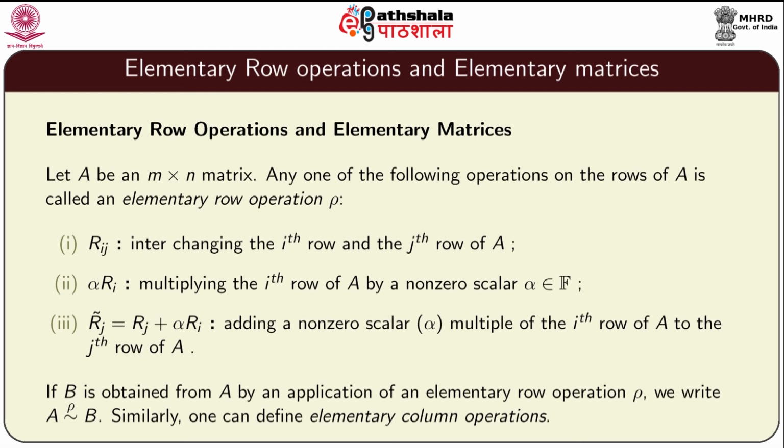Now, we start with a matrix A, and if we keep on applying these elementary row operations in some sequence, and if we achieve finally the matrix B, then usually it is denoted by this symbol A tilde B through rho, where rho is an elementary row operation of one of these three kinds.